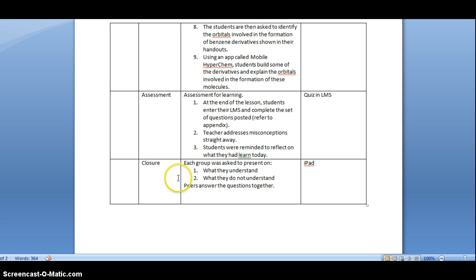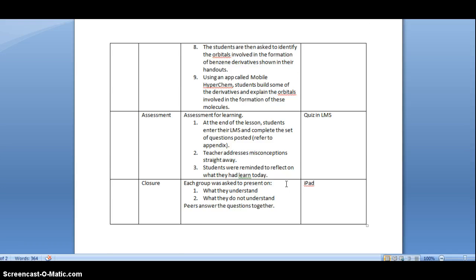Okay, closure. For closure, I asked each group to present on the iPad what they understand and what they do not understand, and peers will answer the questions together. So they post this in the learning management system. Each group will say, okay, I understand this much and this is what I don't understand. Then another group or other students will respond to the point where they do not understand. So they are actually helping each other, collaborative work, cooperative work, and so on and so forth. Okay, now this is the end for the lesson plan.